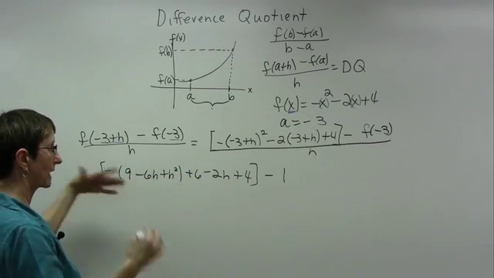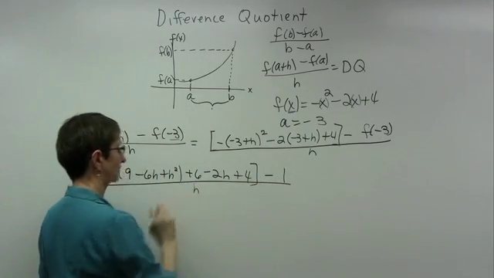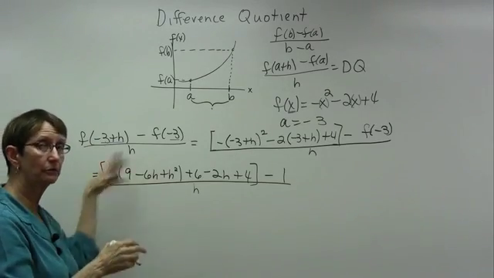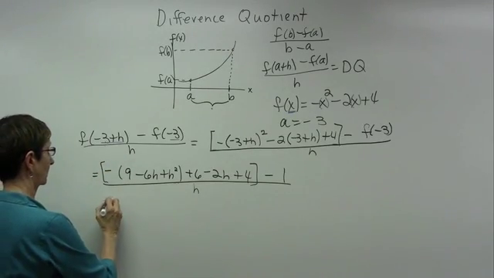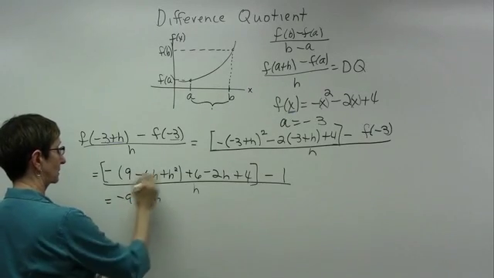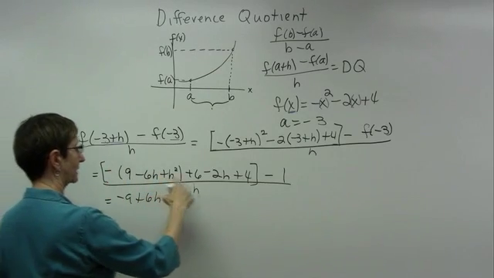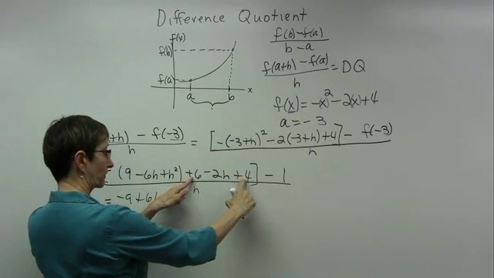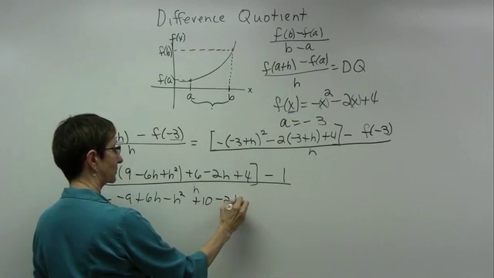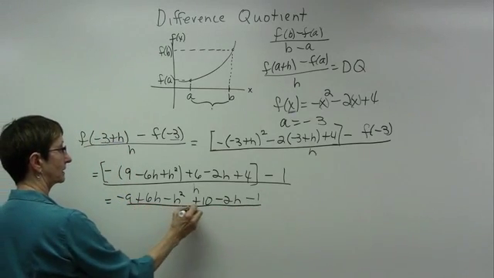Everything here now, I'll divide by h. I have to combine terms, I have a negative here, so I still have to go through and simplify a little bit more. Negative 9 plus 6h minus h squared. I distribute the negative sign. Plus 6, well, look over here, I have a plus 4. Let's put those together to be plus 10 minus 2h minus 1. It got shorter, over h.